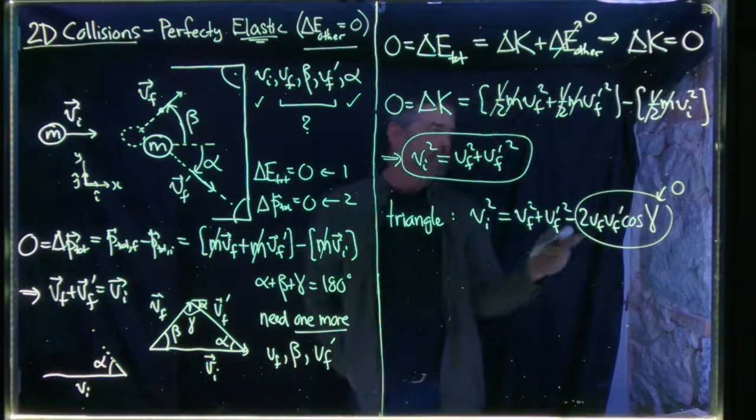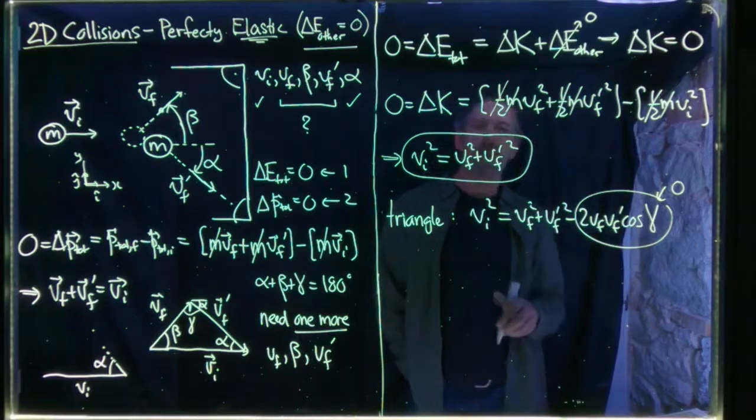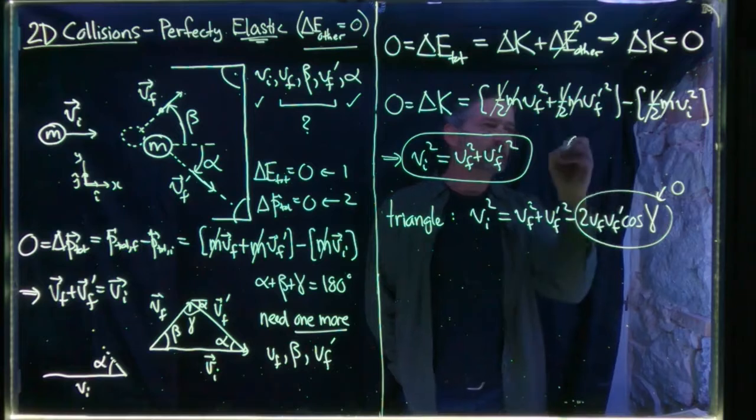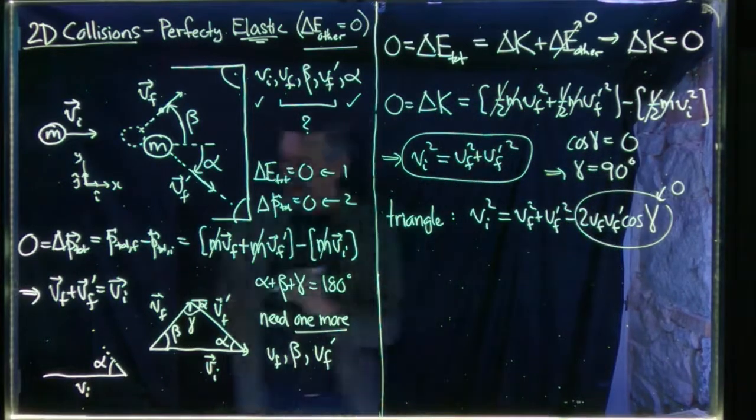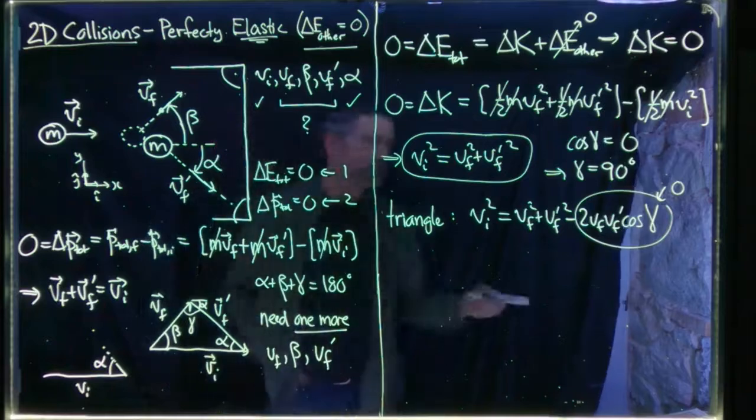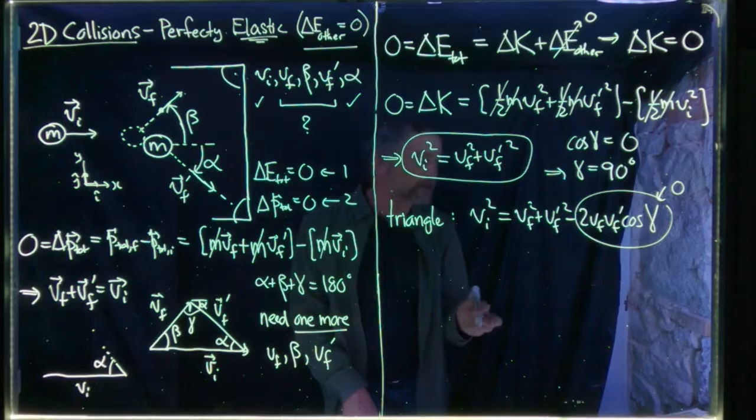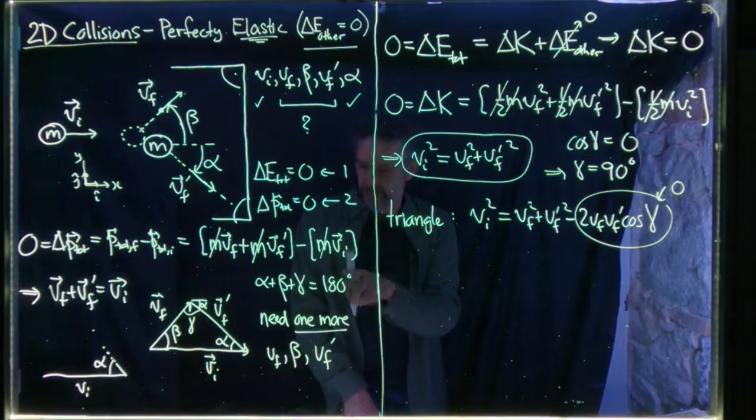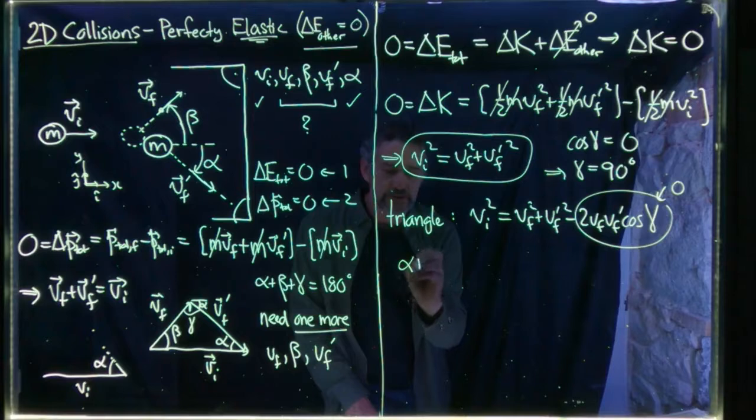Okay, and so if that term is equal to 0, these two final speeds are in general not 0. And so we require cosine of gamma equal to 0, which tells us that gamma is equal to 90 degrees. Okay, and so it tells us that we're dealing with a right-angled triangle. So what that means is if gamma is 90 degrees, then we have 180 minus 90, so we have alpha plus beta is equal to 90 degrees. So it tells us that the angle alpha plus beta is equal to 90 degrees.